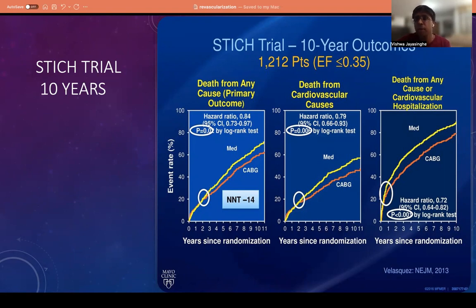And also death from any cause or cardiovascular hospitalization. Everything at 10 years showed a statistically significant difference. Hence, low EF, multivessel CVD, CABG: class 1 recommendation.